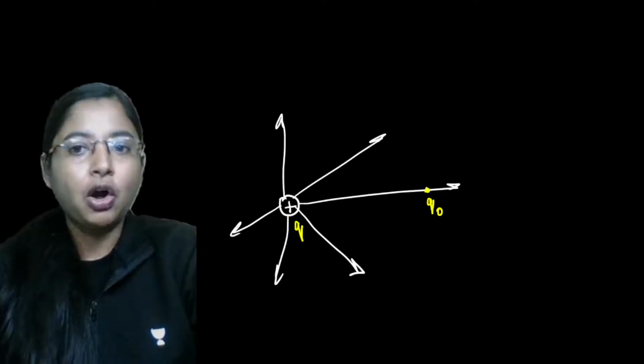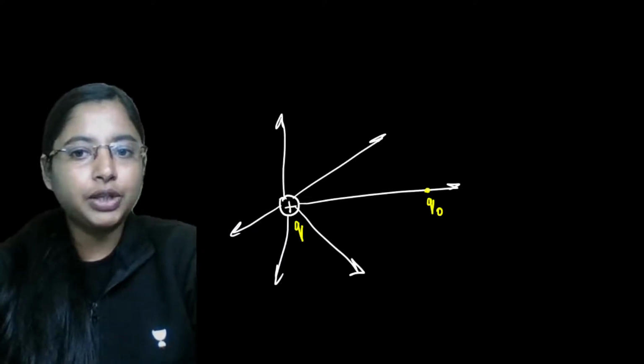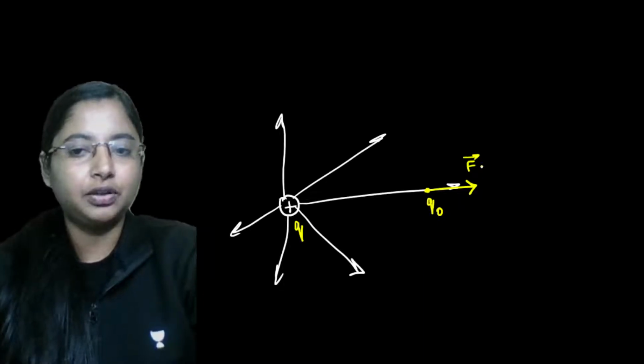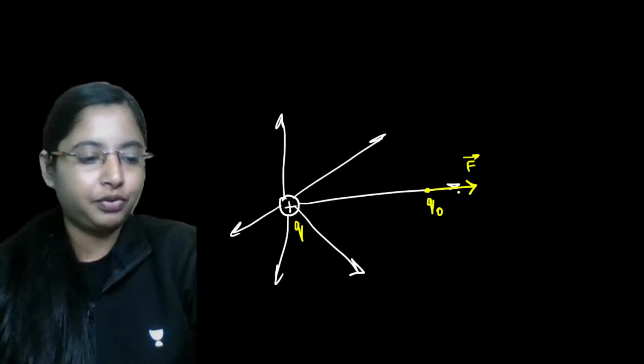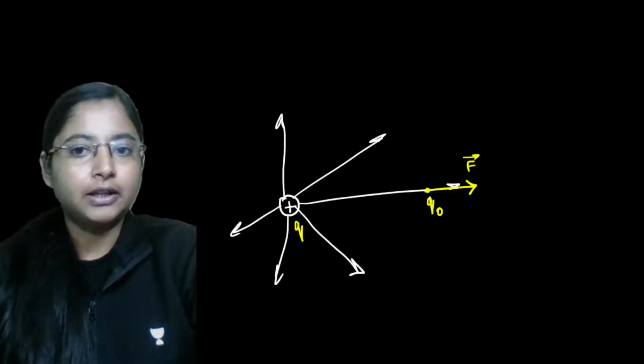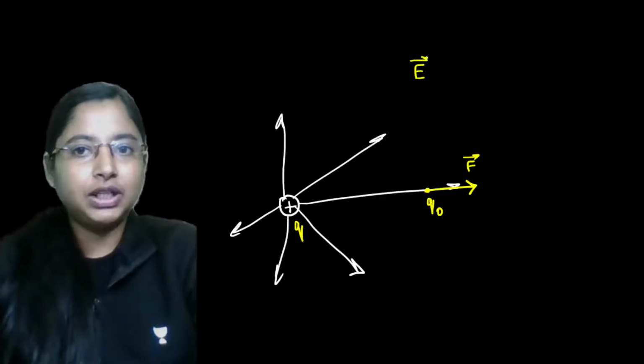Obviously, this test charge would experience a repulsive force, so it will be repelled in this direction. This is the direction of the repulsive force it would experience. So electric field is nothing but the force experienced per test charge.